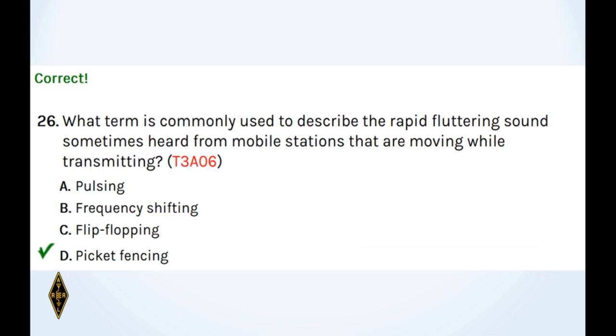And what term is commonly used to describe the rapid fluttering sound sometimes heard from mobile stations? Picket fencing. Up, down, up, down.